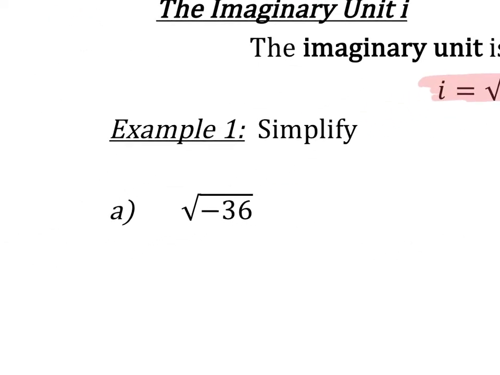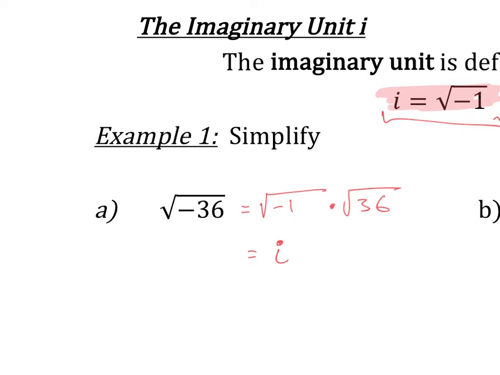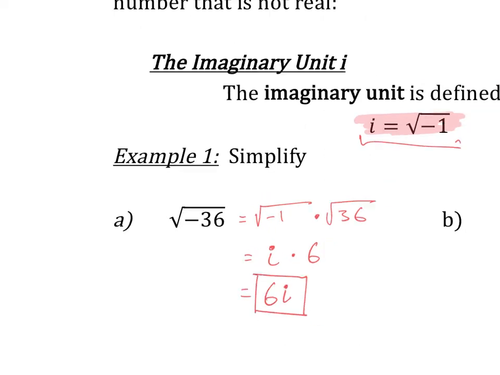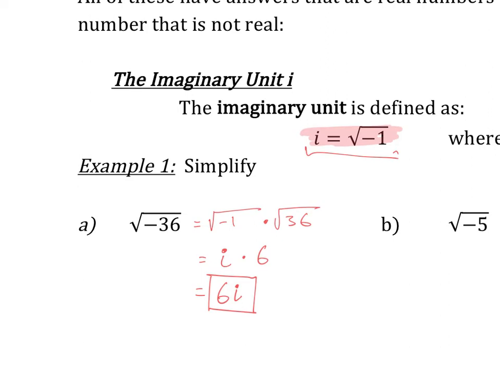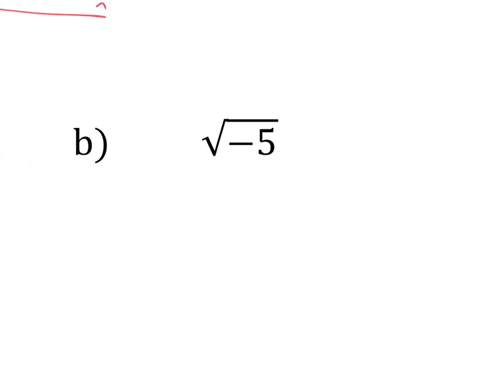So what does that do for us? Let's say we want to simplify the square root of negative 36. We have a radical product rule that says we can break this into two radicals. What is the square root of negative 1? That is i, as we just defined. What's the square root of 36? That's 6. So our answer is 6i. Now we can square root negative 36, but we just have this imaginary unit i.